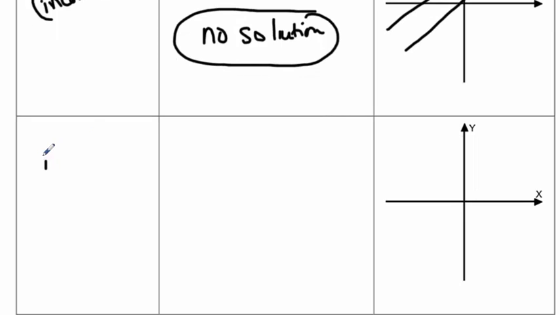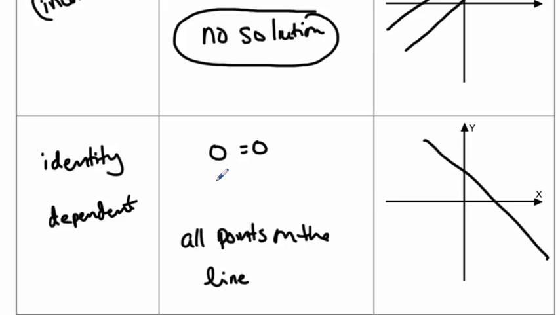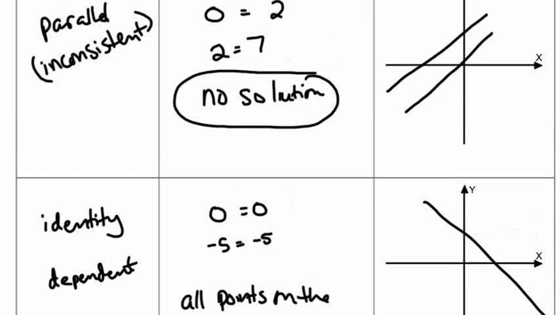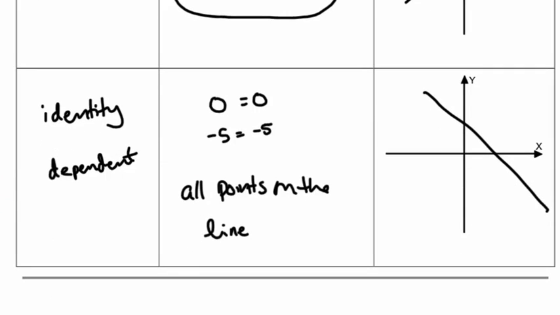The last case is an identity or a dependent system. If you were to draw a dependent system, you would only see one line because both lines are exactly the same. The answer is going to be all points on the line. And what you would see if you've solved this was something like 0 equals 0 or negative 5 equals negative 5. A true statement as opposed to the false statement you see in the parallel or inconsistent case. Alright, and that's it for this section.